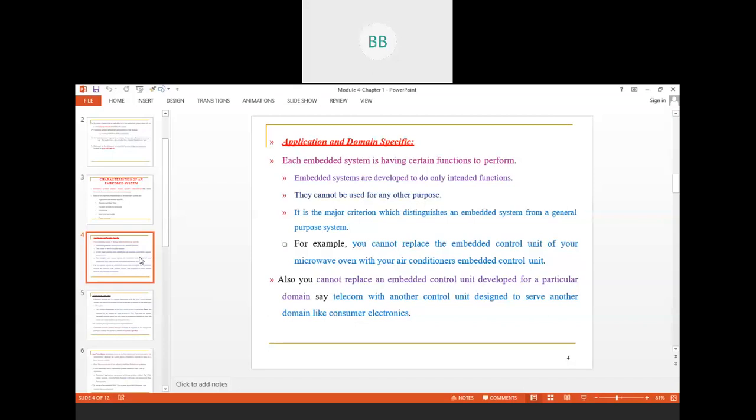What I want to say is, these units that make up an embedded system should perform a specific task or one single task. No unit should perform multiple tasks or control multiple functionalities of the system. It should be domain specific.